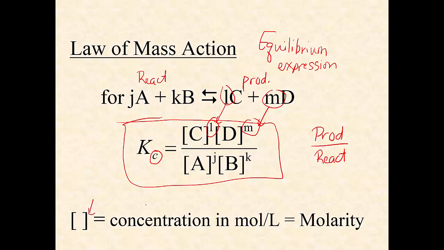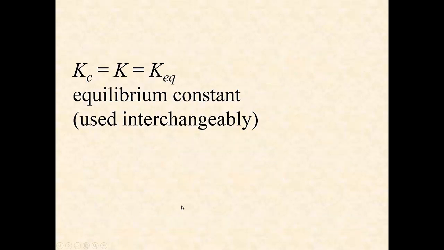Reminder, brackets mean concentration. So if you have a Kc, you're talking about an equilibrium constant that uses concentration, hence the C. Sometimes it will just be K or K equilibrium. So that's our more general K. It's just saying use your concentrations, and it's the concentration of products over reactants.